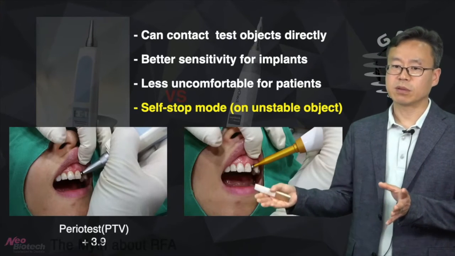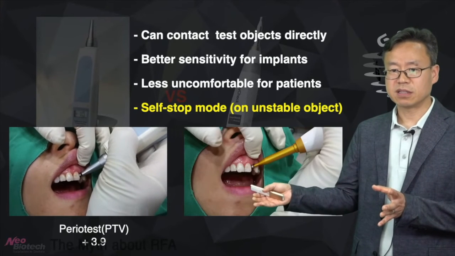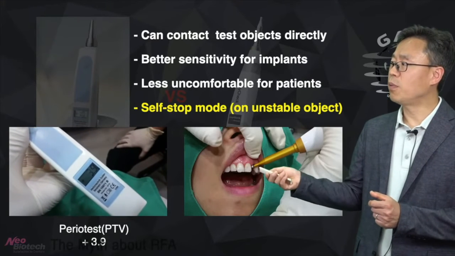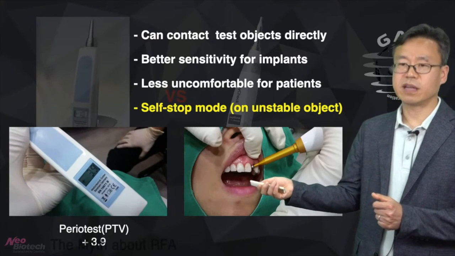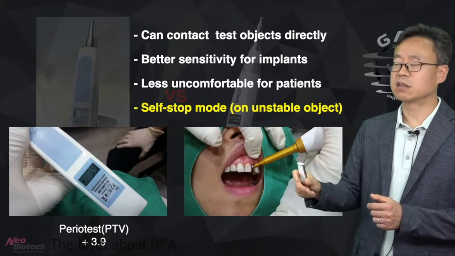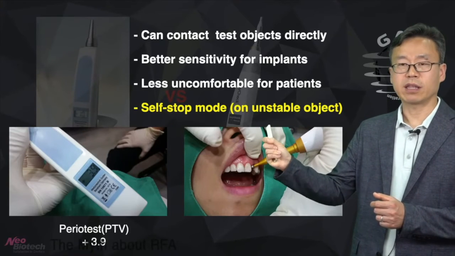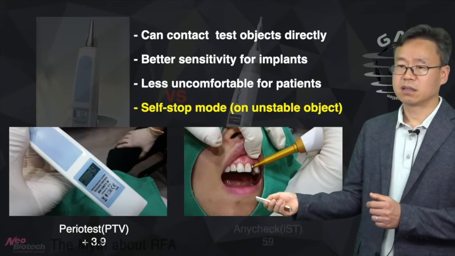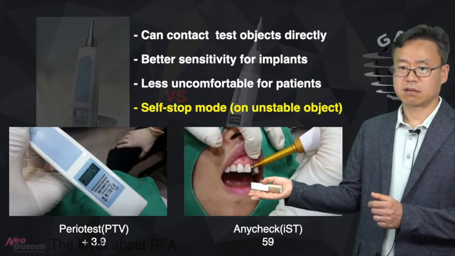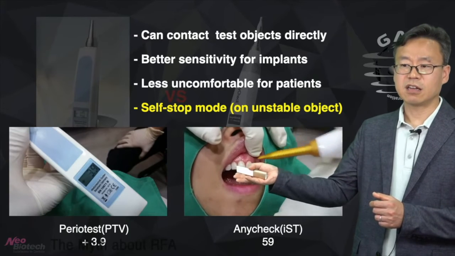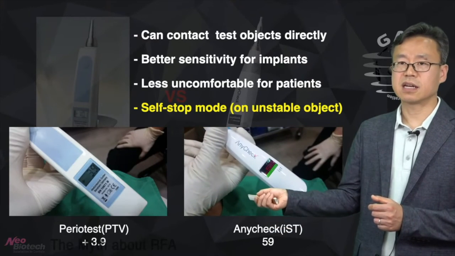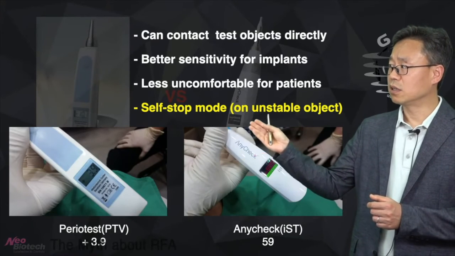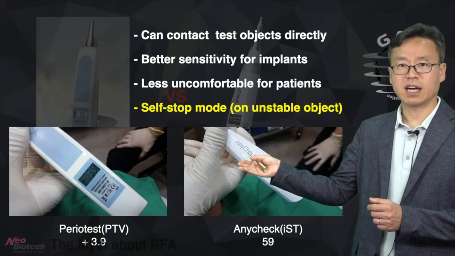Let's see what happened with the Periotest when the implant stability is low. A Periotest value of plus 3.9 is quite high, which means the implant is quite mobile. But for the same mobile implant, let's see what you get with AnyCheck. It hit only 2 times, not 6 times, 2 times. And it gives you an AnyCheck value of 59.